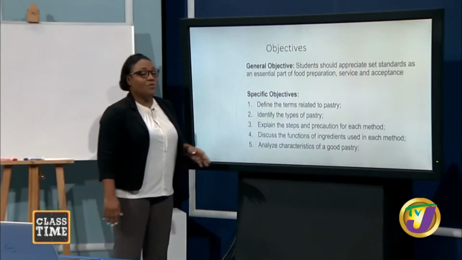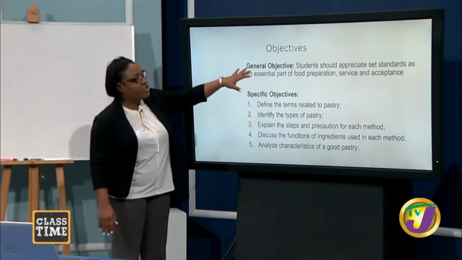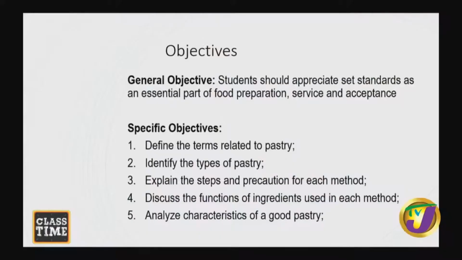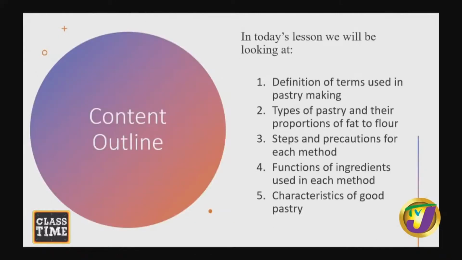All right, so our objectives for today, you can see here I have your general objective. At the end of the lesson, you should appreciate set standards, which are essential for food preparation, service and acceptance. And then specifically, we want you to define the terms related to pastry, identify types of pastry, explain the steps and precautions for each method, discuss the functions of ingredients used in each method, and analyze characteristics of a good pastry. Now, from our objectives, we're going to get our content outline.